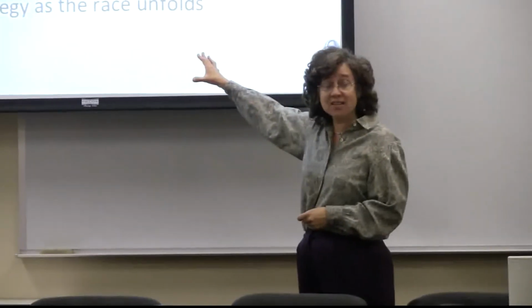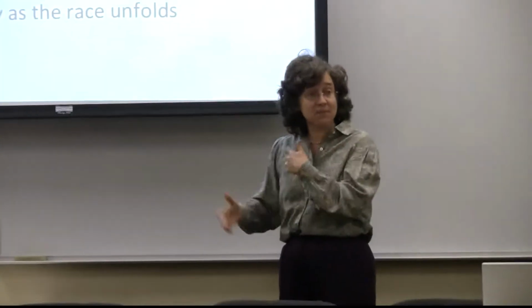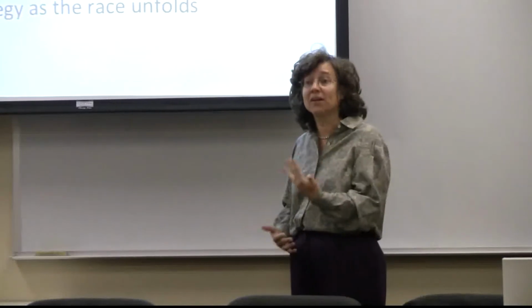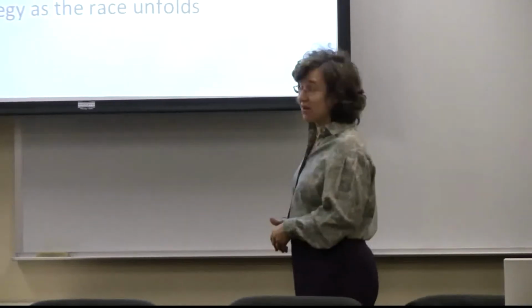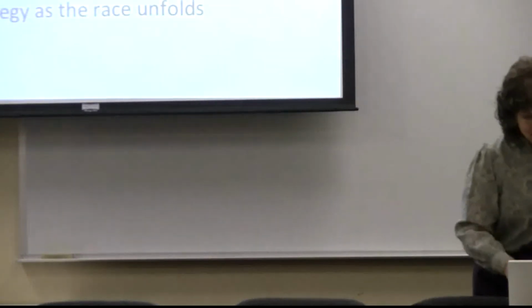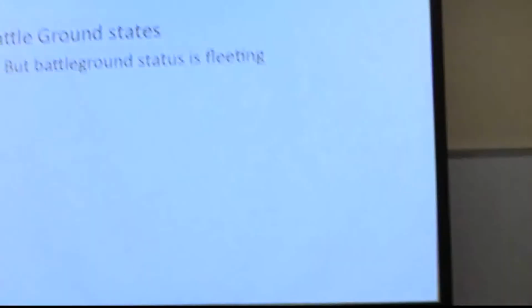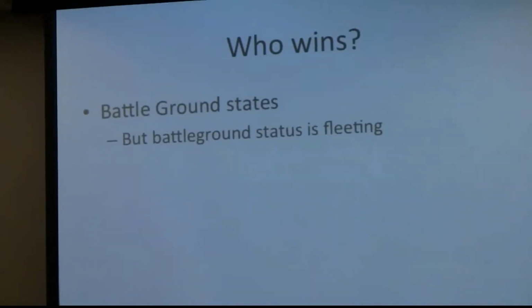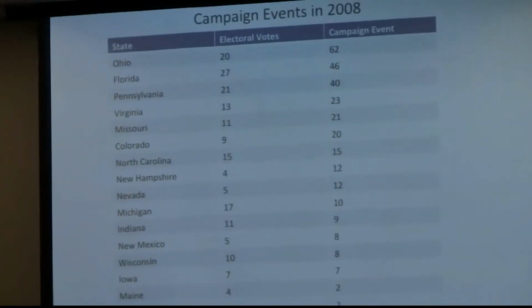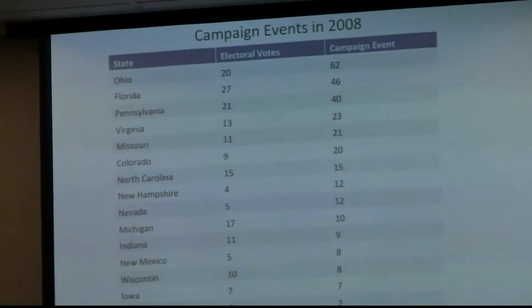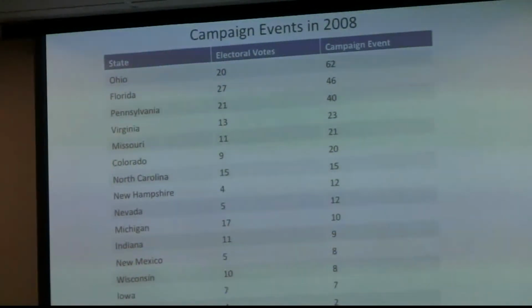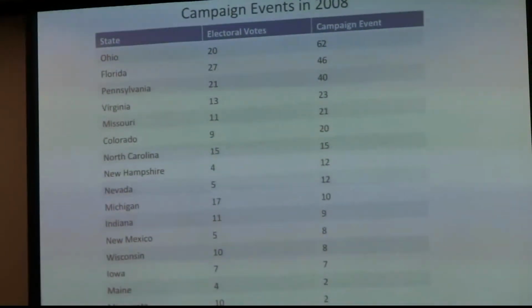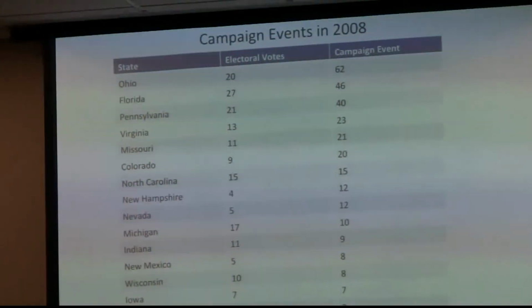Candidates are sequential in this race, so they're constantly updating the information. They are literally in the field running state by state numbers constantly. A lot of money goes into this. So who wins in this process? Battleground states. But battleground status is fleeting, and actually, Kim's going to talk about that later. But here's the list of the states that got some attention in the 2008 race.